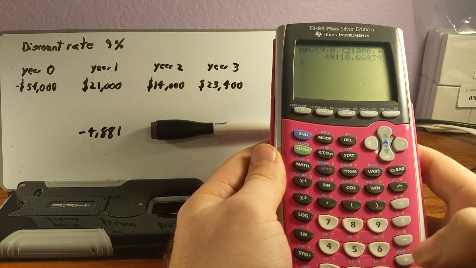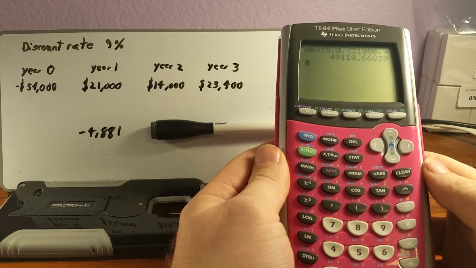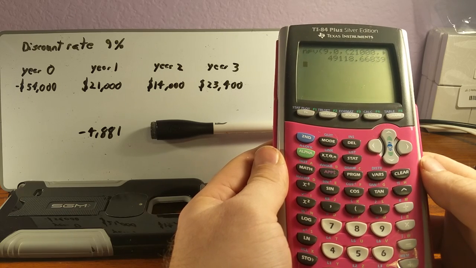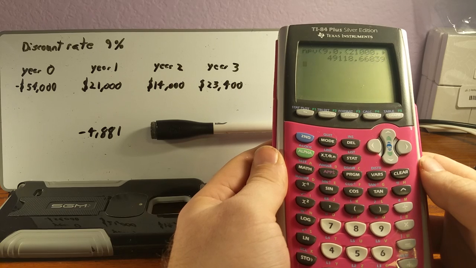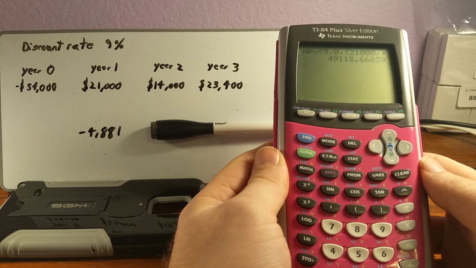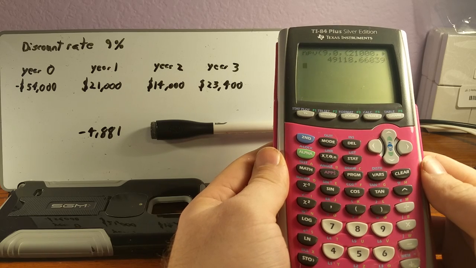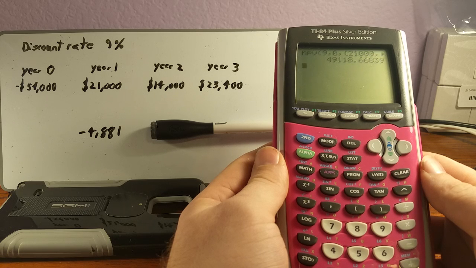All right, and what did we come up with? We came up with 49,118.66839. Now, how far you take the decimal is up to you, and it depends largely on what kinds of questions you're answering. We're just going to go ahead and take the whole thing this time.